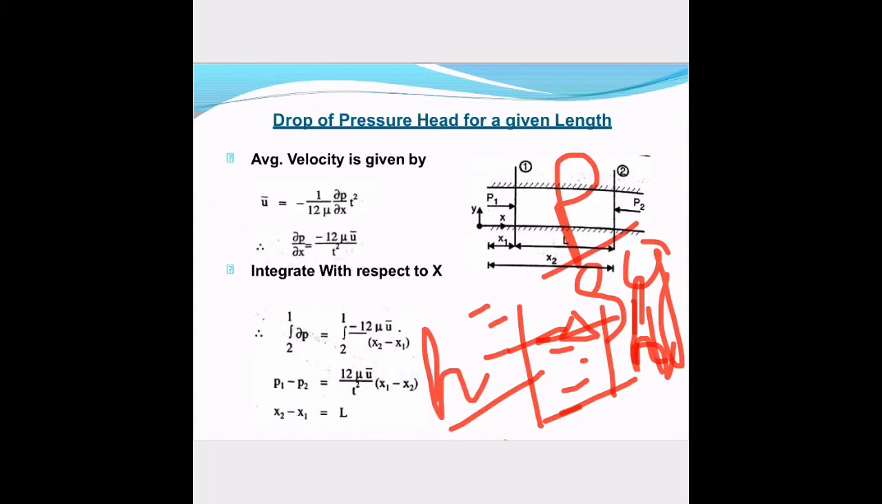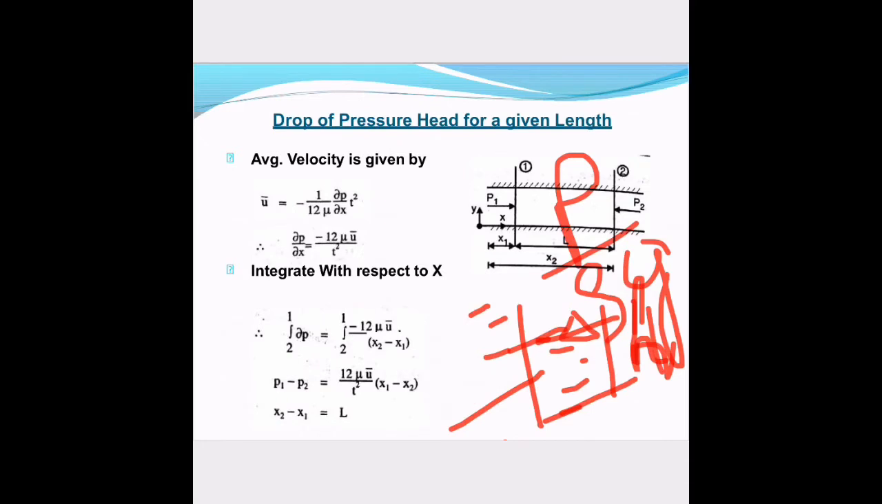Yes, the pressure head formula, the head h is given by p by rho g, where p is the pressure exerted on the fluid and rho is the density of the fluid and g is the acceleration due to gravity. So head is p by rho g. So you know these terms already. So this h we have to find out here.